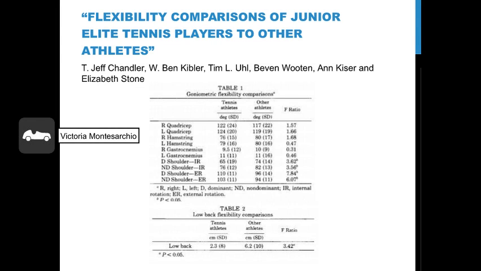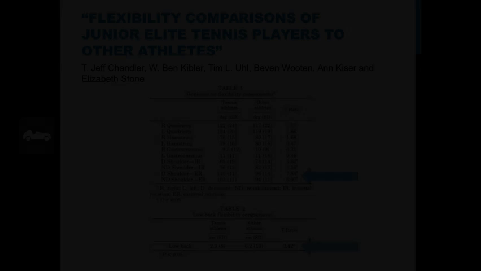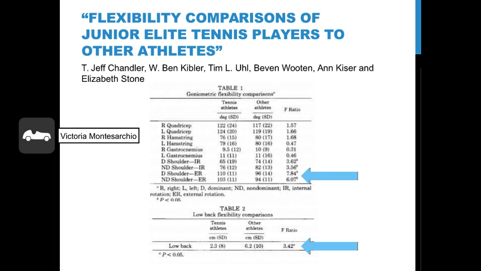A study out of the Lexington Clinic Sports Medicine Center tested the flexibility differences of elite tennis players in comparison to other athletes. You can see on the tables below, they were able to conclude that the tennis players had significantly increased internal rotation in their dominant arm and suggested that there should be a focus on external rotation in order to maintain strength balance and reduce the risk of overload injury.